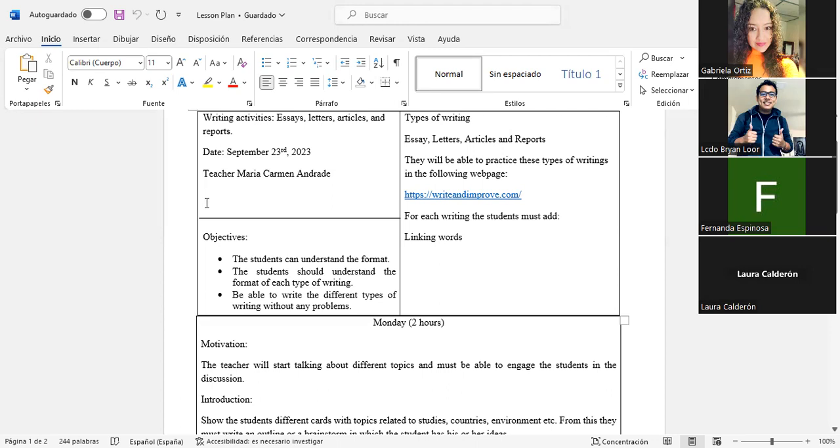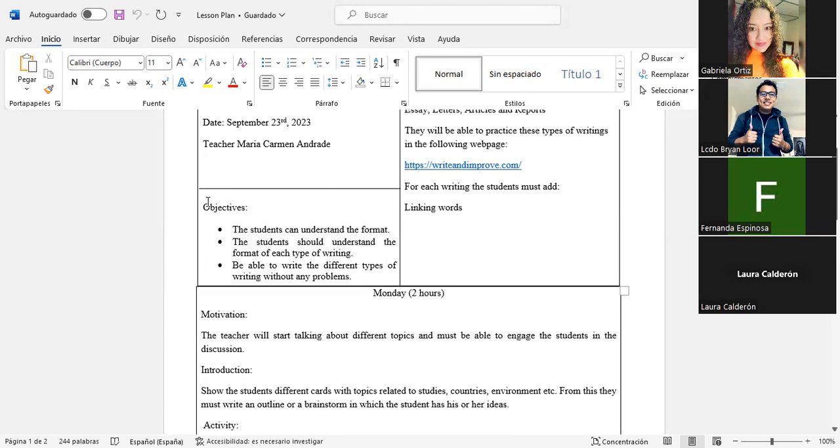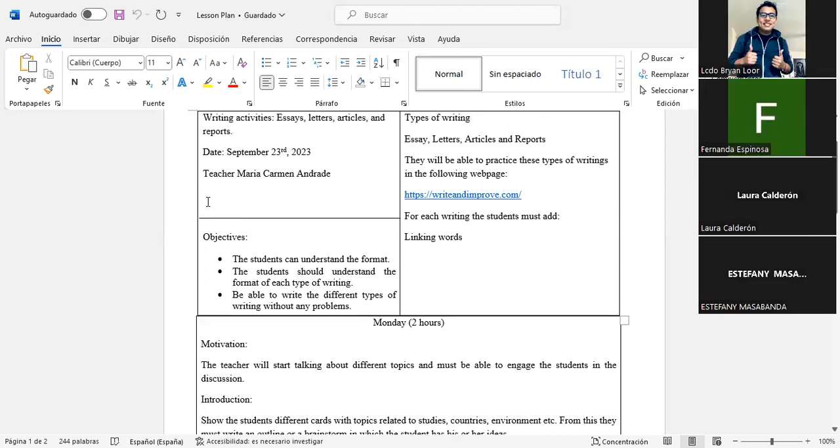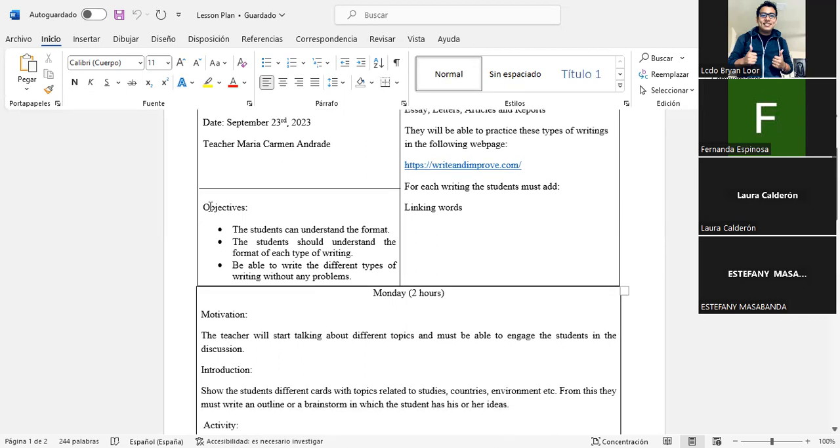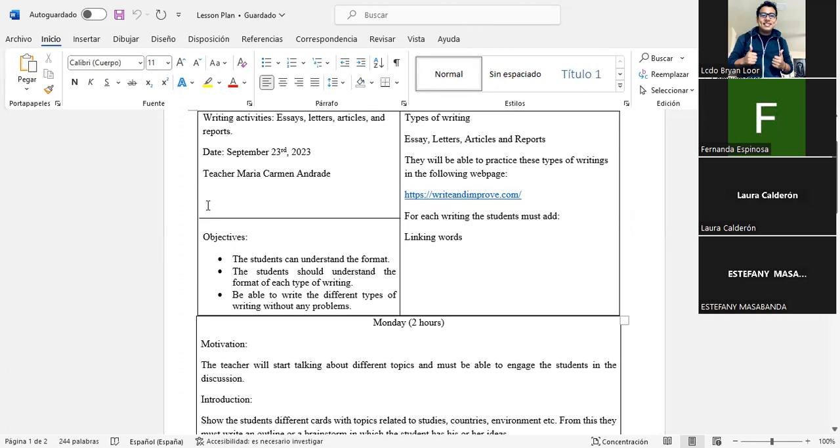You have to write. So it says types of writing: essay, letters, articles. They will be able to practice the writings in these. By the way, this webpage is really good if you want your students to practice writing. Really good. For each writing, the student must add linking words. And I was going to add more, but I really don't remember.